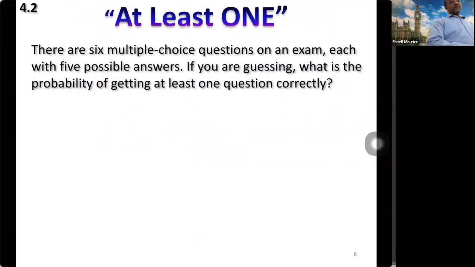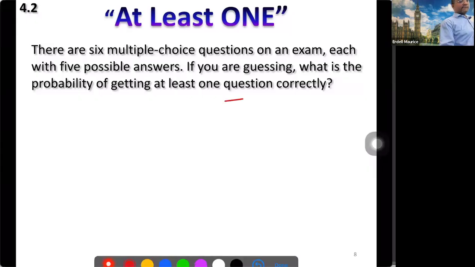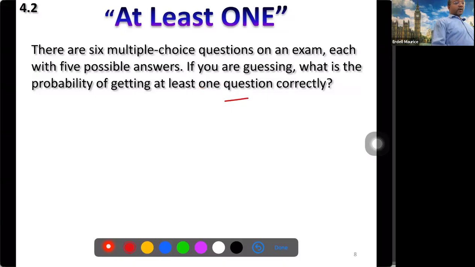All right, at least one. I already talked about at least one. Let's remind ourselves again. There are 6 multiple choice questions on an exam, each with 5 possible answers. If you are guessing, what is the probability of getting at least one question correct? So again, the way we're going to do this is find the probability of getting none of them correct and then just flip the answer. If the probability of getting none of them correct is 10%, then the probability of getting at least one is going to be 90%. That's what we're going to do.